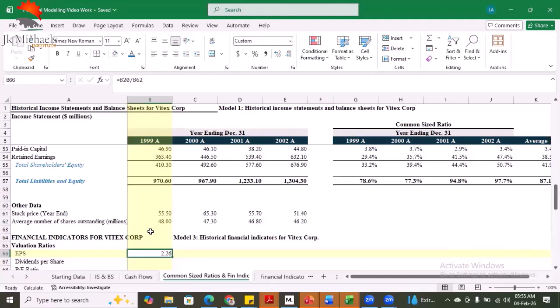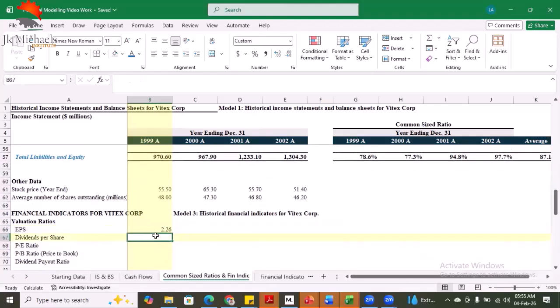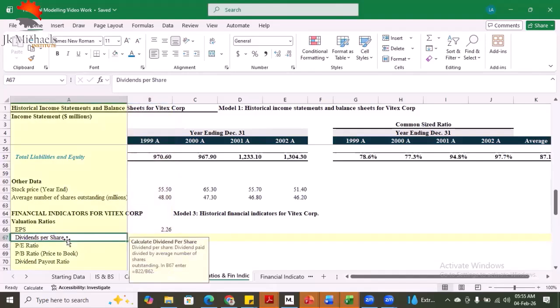So the company earned enough in net income to provide $2.26 for every share. And then, still the same principle, we have dividends paid over share, not over net income. So we have dividends per share. Let's look at the definition. It will reflect the dividends paid on every share: dividends paid divided by the average number of shares.